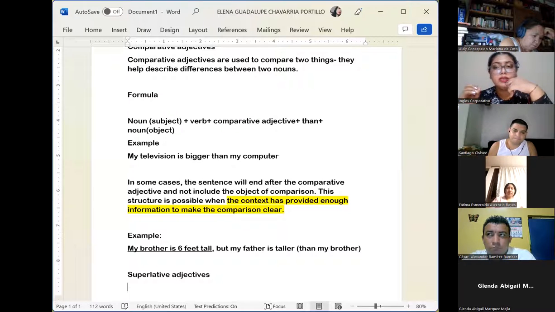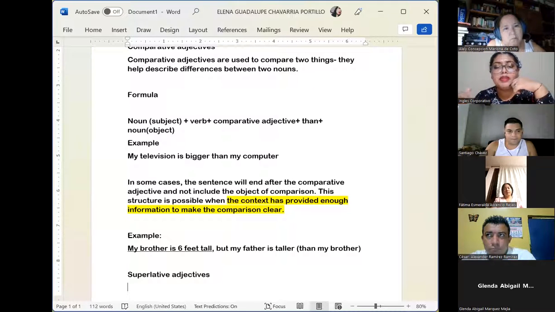So in that case, we are going to find which thing is the top of the things. ¿Cuál es el que nadie supera? En lo que sea que estemos hablando, nadie lo supera. Es el que se lleva el primer lugar de la descripción.